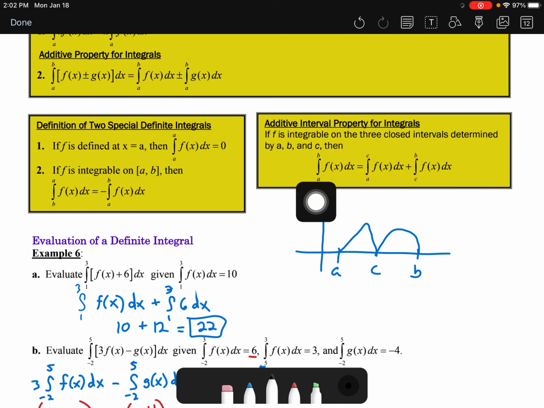And then finally, if you have pieces, I kind of just drew this out. So let's say C is between A and B, and you're doing the integral from A to B of f of x, but you can break it up because there are two different shapes or something. That's just saying I can evaluate the integral from A to C, and then add to that the value from C to B. So I can just separate those out and do the individual ones, if they're shapes, or maybe they've given you information about the value of each of these definite integrals, and then you just add them up, as long as it's three closed intervals determined by A, B, and C, like that.